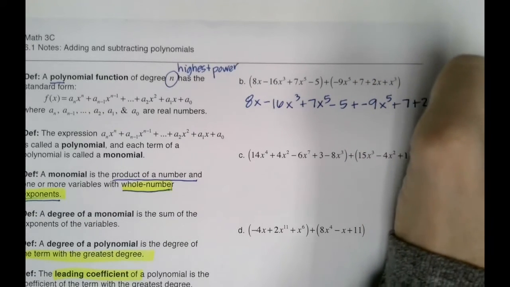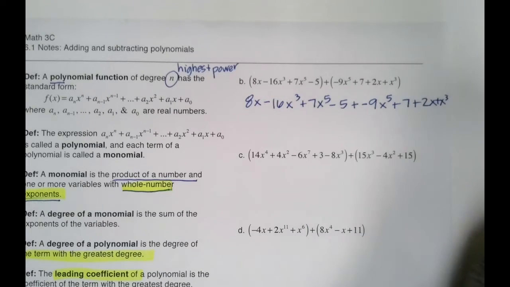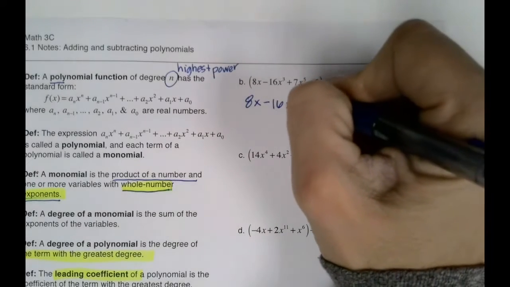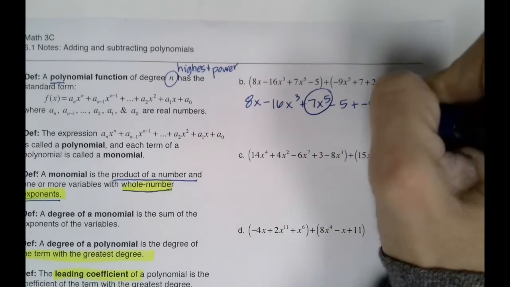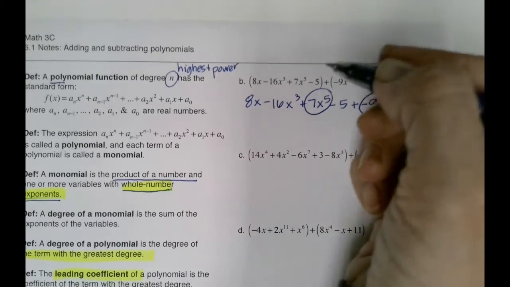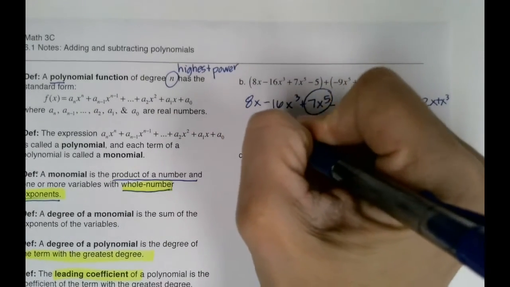These are not in descending order, but that's okay, we can handle it. When we write our answer, we are going to write in descending order. So I'm going to start with the highest power. So I have 7x to the 5th and negative 9x to the 5th, which is negative 2x to the 5th.